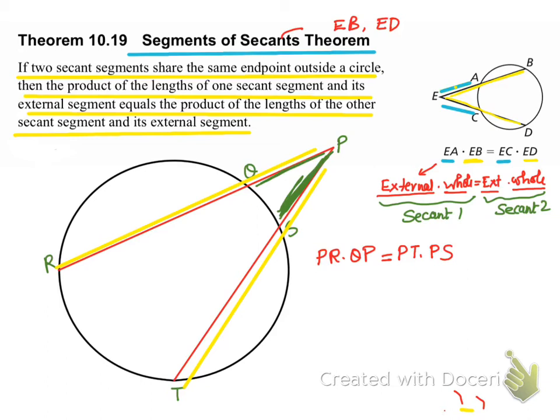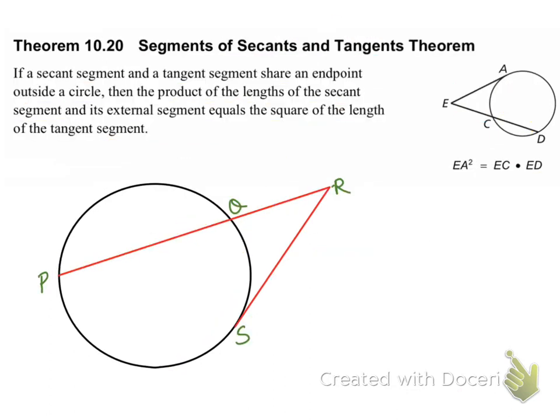So let me write down the name in the same order here. Instead of QP, let's write PQ. So same way. All right, it doesn't matter how you choose your name, it's the same thing. So that's the expression for the segments of secants theorem. Let's move to the next theorem, and the last one, the segments of secants and tangent theorem.